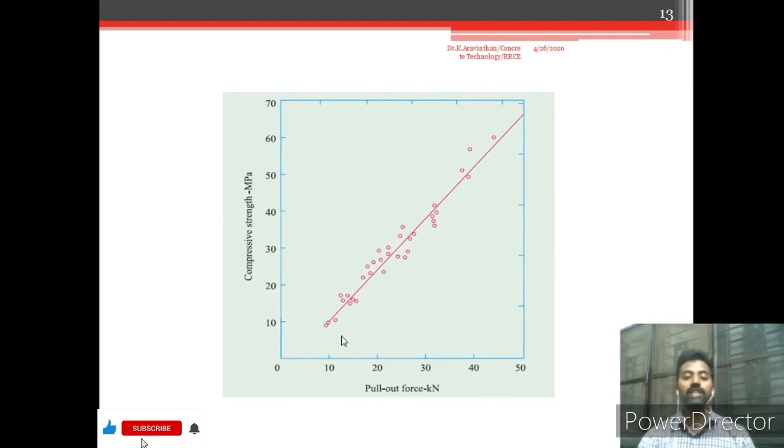This is a graph which identifies the pull-out force versus the compressive strength. The value which you arrive at during the pull-out test can be correlated with the compressive strength. The more force which is required, the more compressive strength you will have. So this is a graph to identify the value.